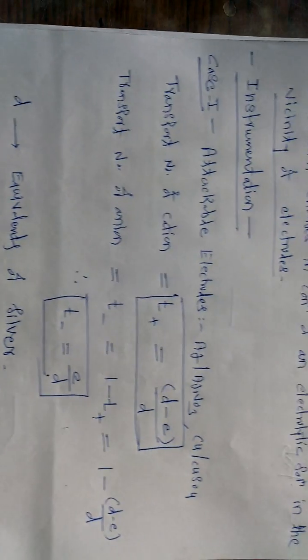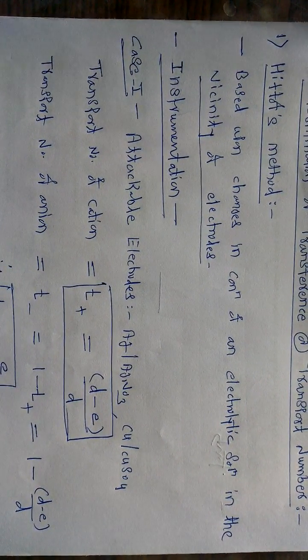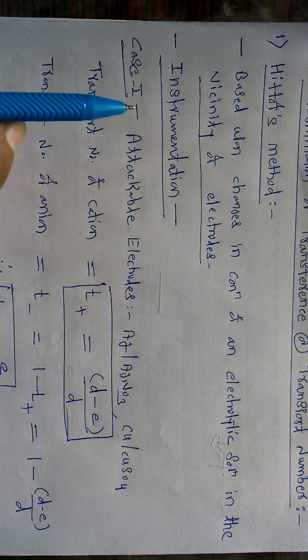So in this current lecture, we studied the first important method for the determination of transport number of ions, called Hittorf's method. The next method we will study in the next lecture.